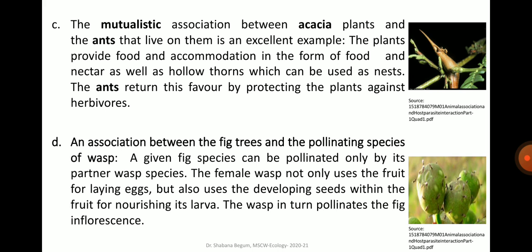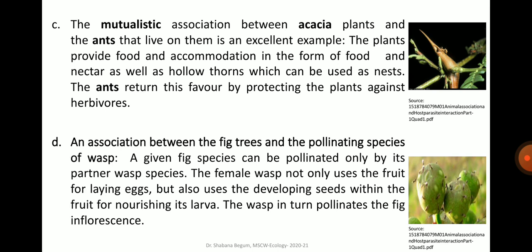The next example is the association between the fig trees and the pollinating species of wasp. So a green fig species can be pollinated only by its partner wasp species. The female wasp not only uses the fruit for laying eggs but also uses the developing seeds within the fruit for nourishing its larva. The wasp in turn pollinates the fig inflorescence.